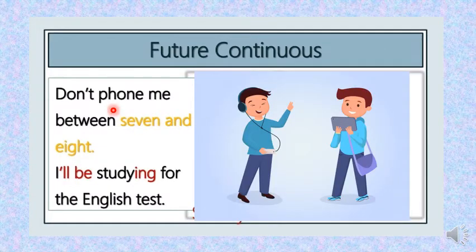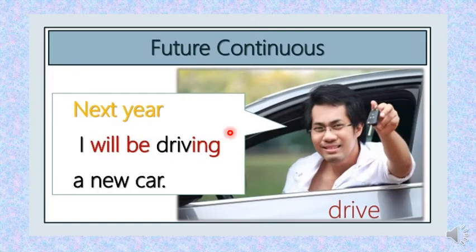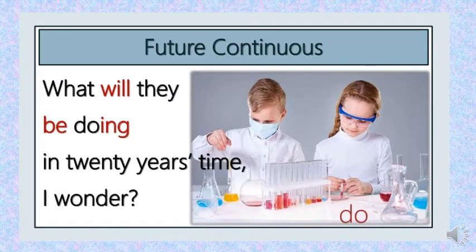Example, don't phone me between 7 and 8. I'll be studying for the English test. In 2 years, she'll be speaking English much better than now. Next year, I'll be driving a new car. Interrogative form. What will they be doing in 20 years' time, I wonder?